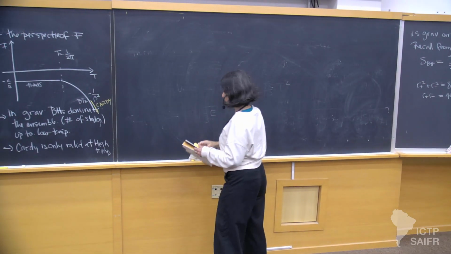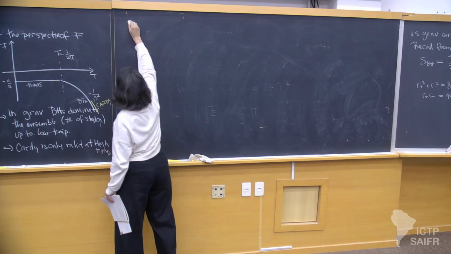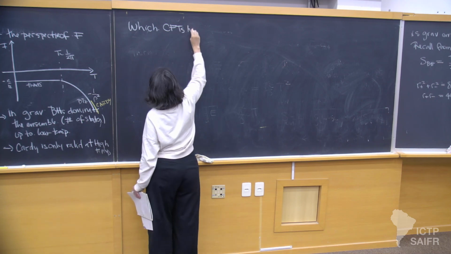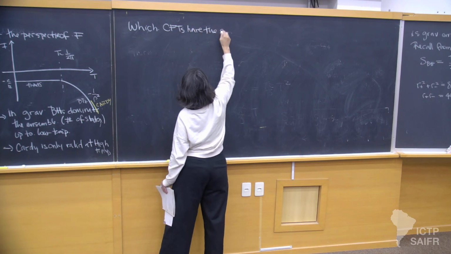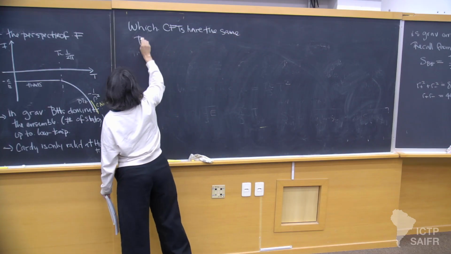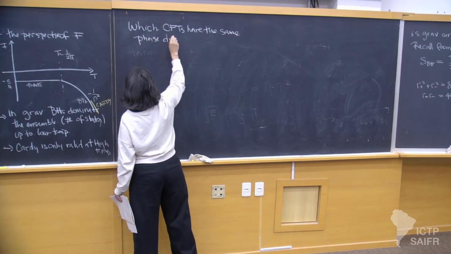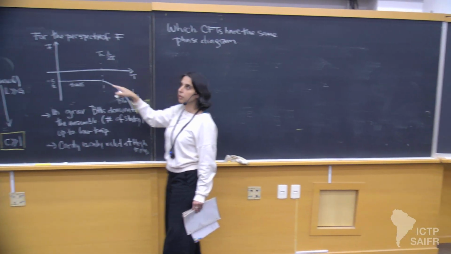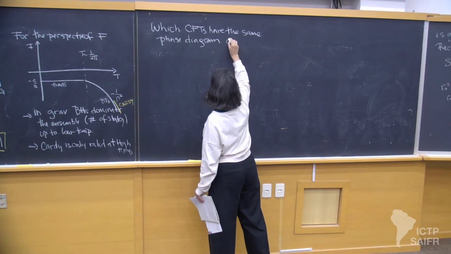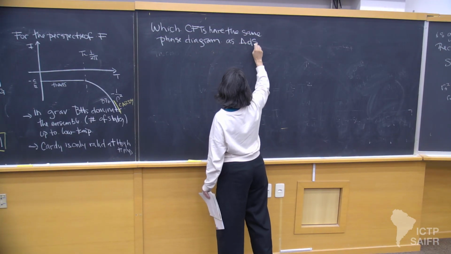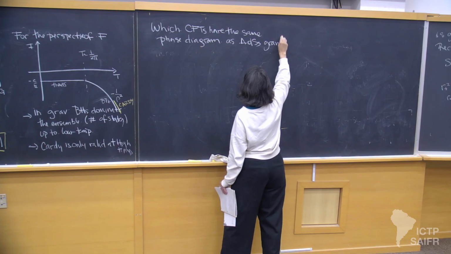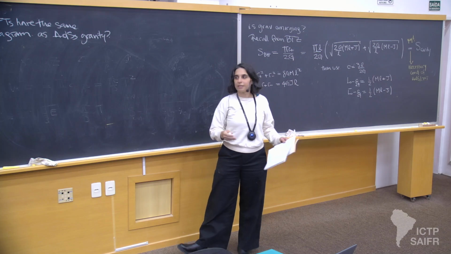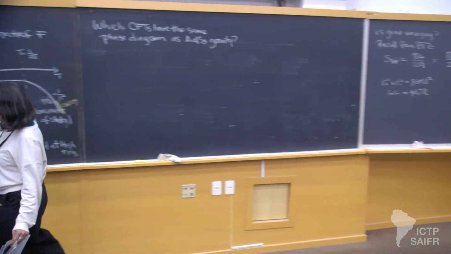So then you can ask the question of which CFTs have the same phase diagram? By phase diagram, this is what I mean: plotting the free energy as a function of temperature, as AdS₃ gravity. Okay?